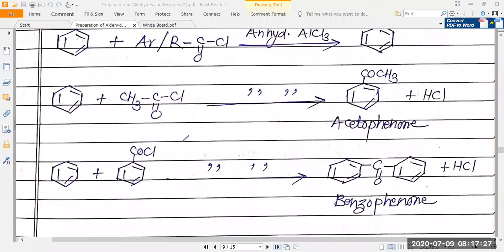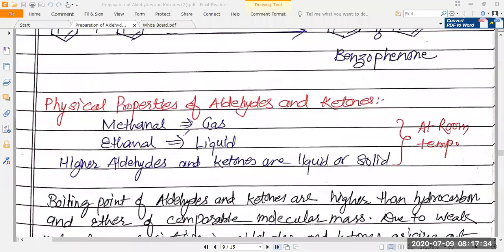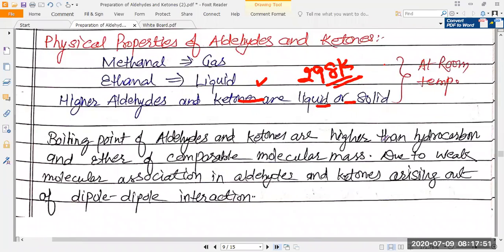Ethanol is liquid. Yes, and the higher aldehydes and ketones are liquid or solid at room temperature, and the room temperature you know very well is 298 Kelvin. It is the room temperature. 298 means 25 degrees Celsius.